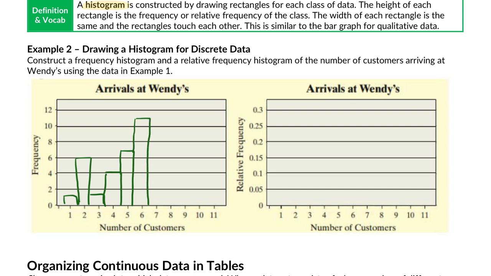7 was 5. Again, this is the data from the front page. I just know you'd have to flip over to see it. 8 customers occurred 2 times. 9 customers occurred 2 times. We never saw 10 customers come in. And 1 time we saw 11 customers. So this is the frequency distribution in a histogram for the arrivals at Wendy's. I'm coloring mine in because they look better that way.